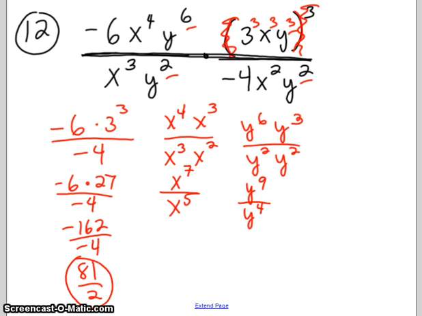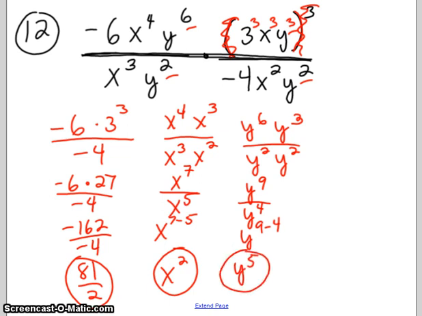X to the 7 over x to the 5th, well, remember, when you divide, you subtract the exponents. So we get 7 minus 5, and that's x squared. Same thing with the y's. So I get y to the 5th. Okay, now I'm done simplifying all three. I'm going to put it together. I have 81 in the numerator, 2 in the denominator. I have x squared, it's a positive exponent, so it stays up in the numerator. And I have y to the 5th, it's a positive exponent, so it stays up in the numerator.